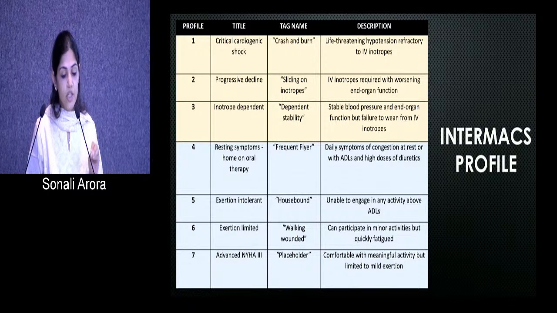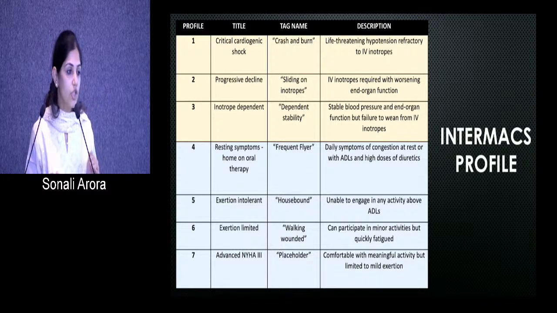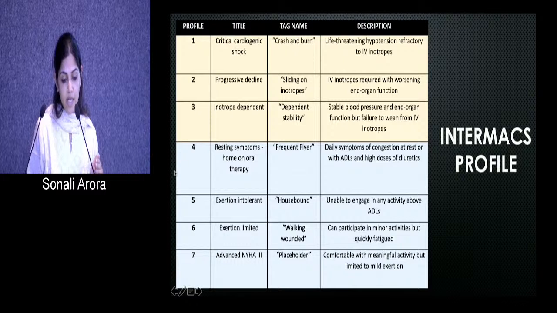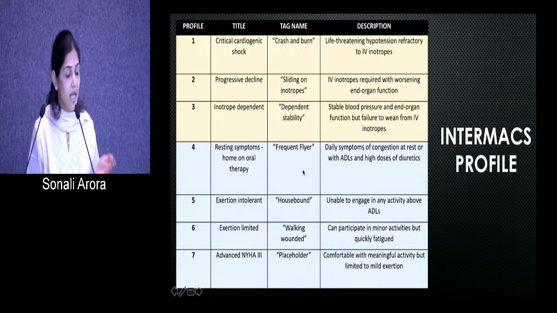This classification is important from a physician-to-physician point of view, because in a second you know what you are talking about, where the clinical status and hemodynamic profile is. So that's why these names are important. Your profile 1 is crash and burn. 2 is sliding on inotropes. 3 is dependent stability on inotropes. 4, frequent flyers, and so on.